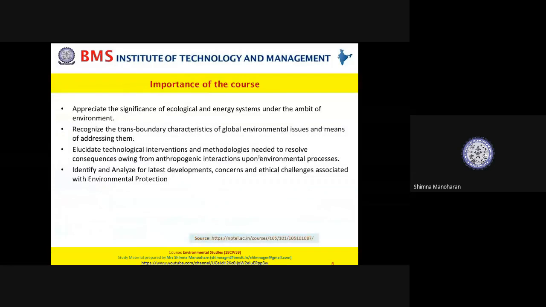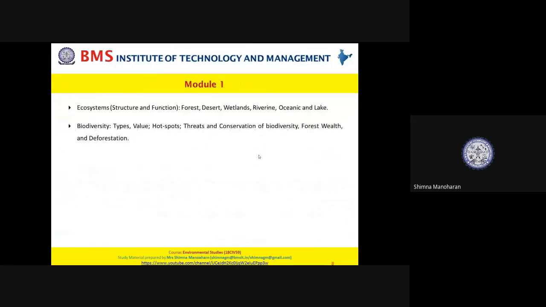In module one, you have ecosystems. So the typical structure and function of the six ecosystems. You have forest, desert, wetland, river, ocean, and lake. And the second part of module one is biodiversity.